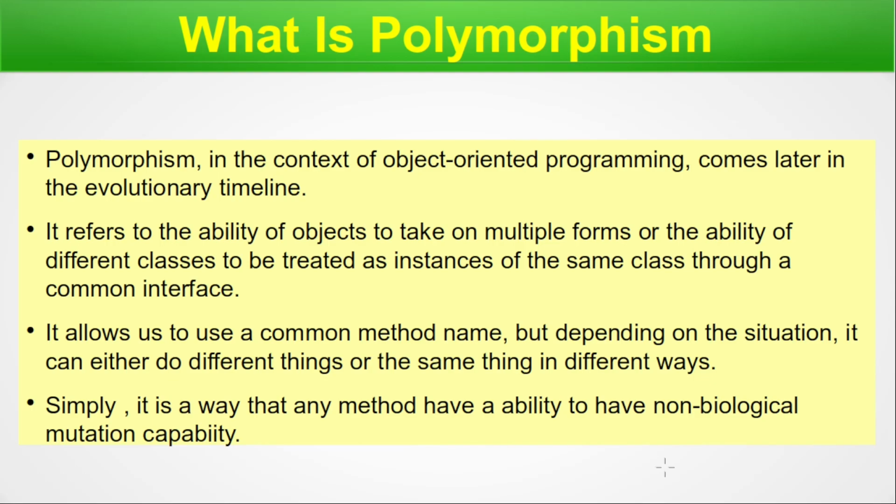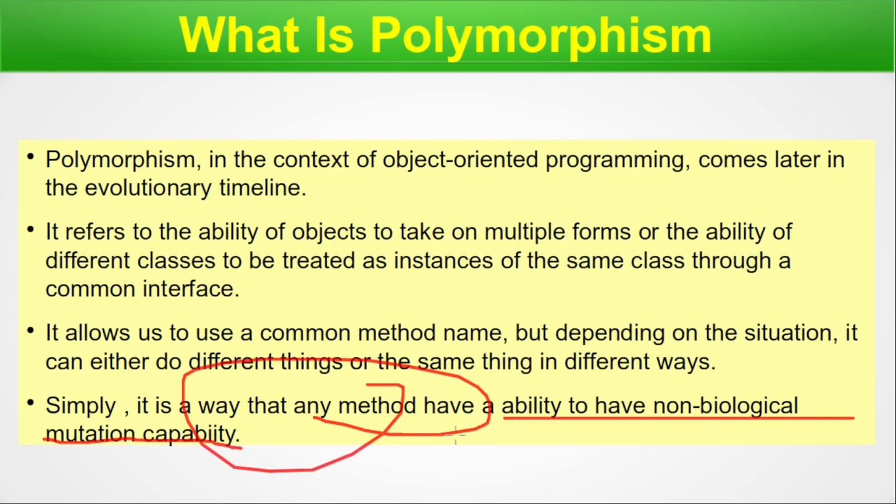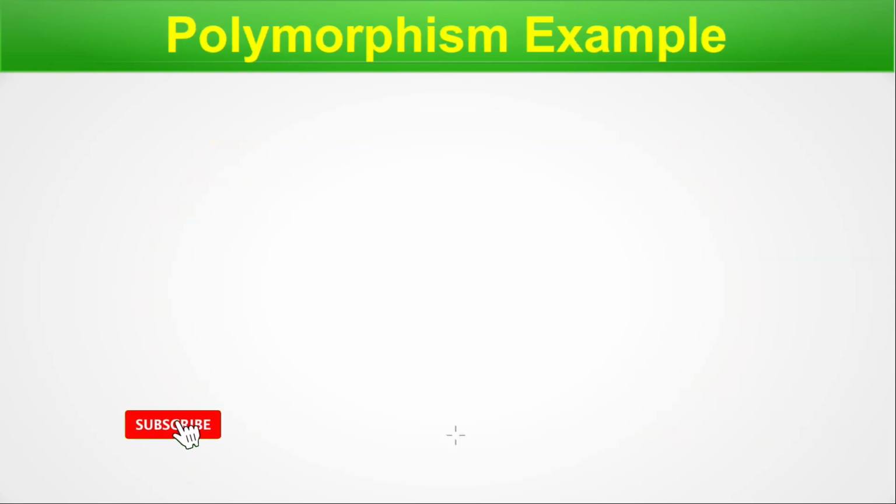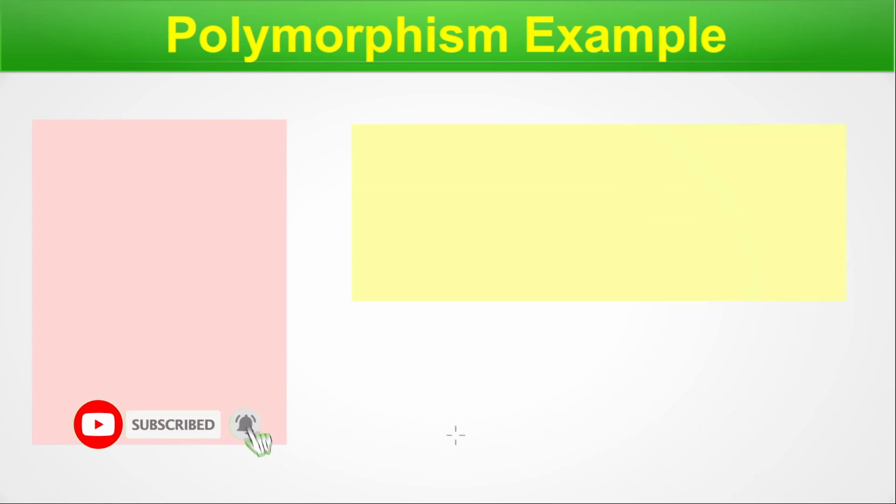These complexities got added, and now at present day we have all these concepts to deal with the complexities of object-oriented programming. So this is nothing but a non-biological mutation capability of any of the methods that are defined inside a class. Polymorphism example. Let us see an example here.